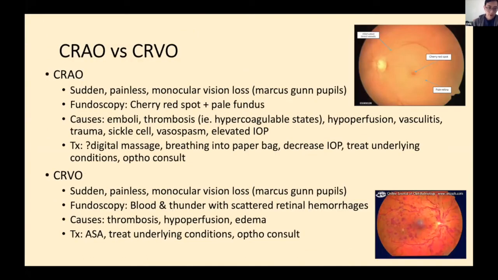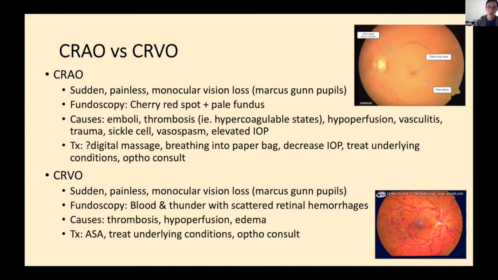So the differential for non-traumatic acute vision loss can include many things, including damage to the vitreous, damage to the retina or the macula, or neurodegenerative diseases. In cases where there's damage to the vitreous humor, usually the debris will block the light, but the patient can still see.